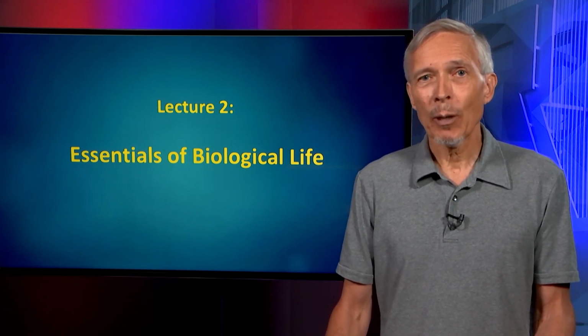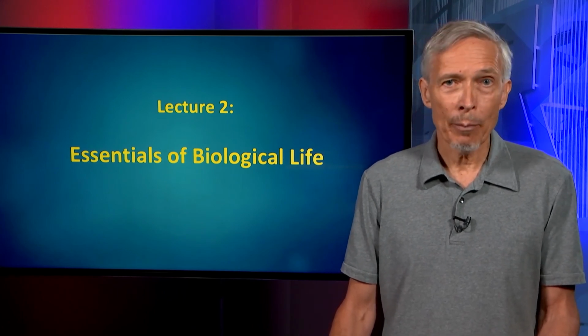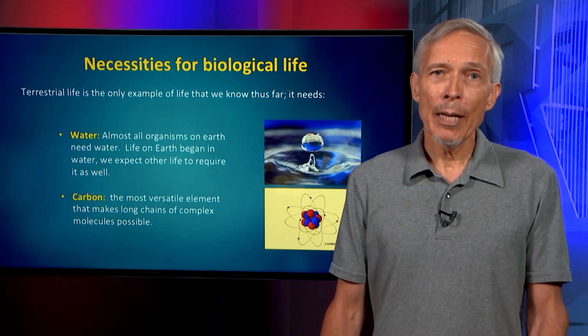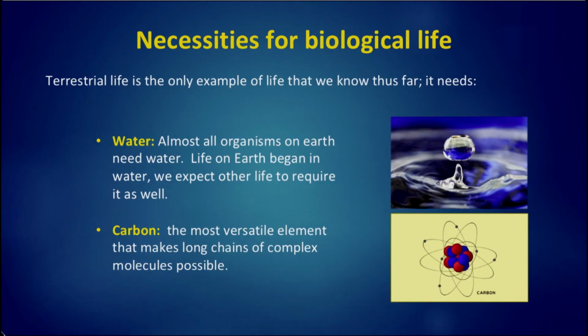With that understood, we can talk about what biologists think is essential for life on the Earth and by presumption elsewhere. The two ingredients that seem to be critical are water and carbon. So terrestrial life, as our only example, we know that it does need these two ingredients. Almost every organism on Earth uses water in multiple ways. Life on Earth began in water.